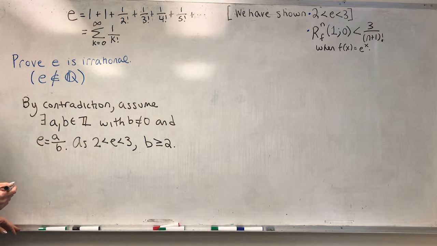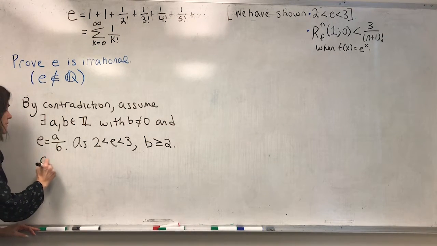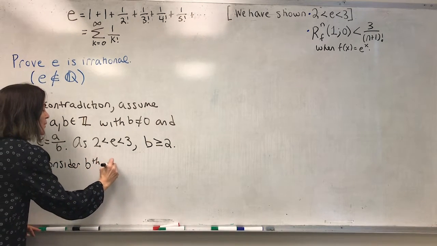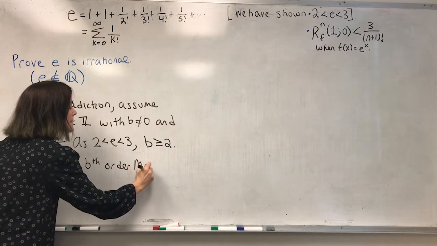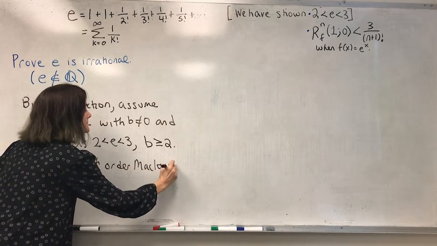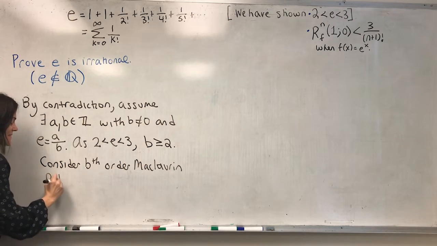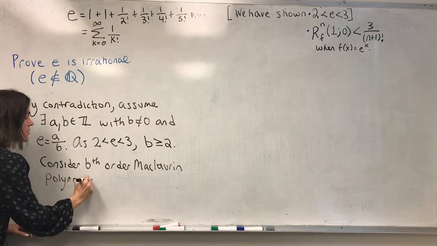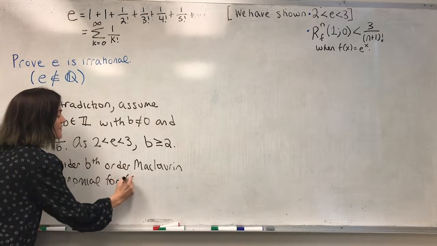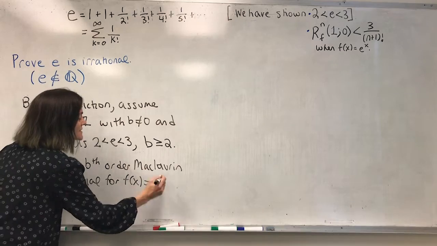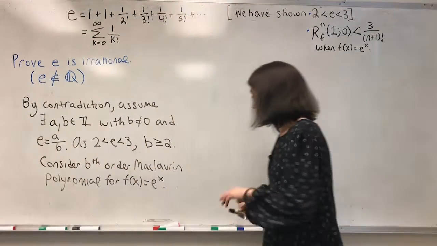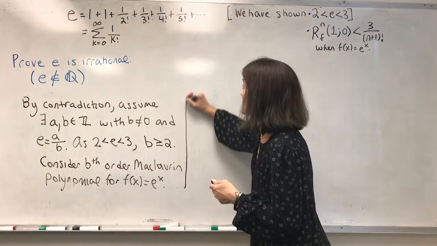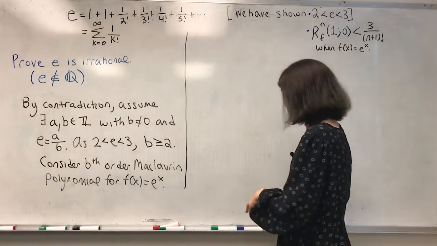So now what we want to do is consider the bth order Maclaurin polynomial for f of x equals e to the x. Okay, so I will write it over here, perhaps in blue. Let's draw a little line. We will write it here.